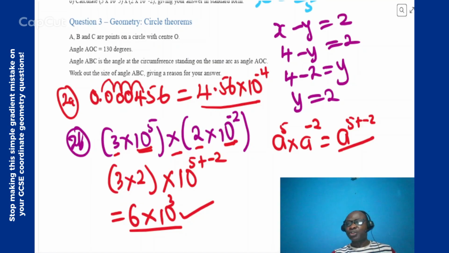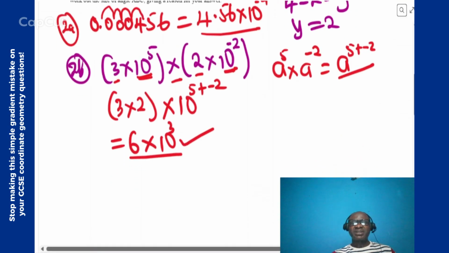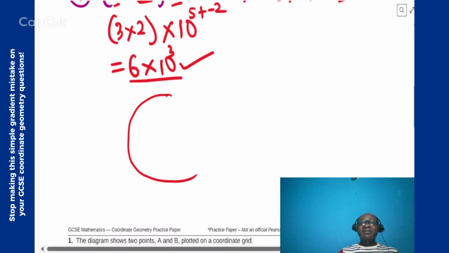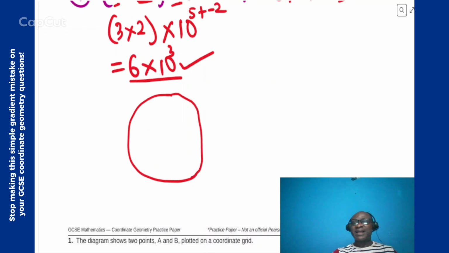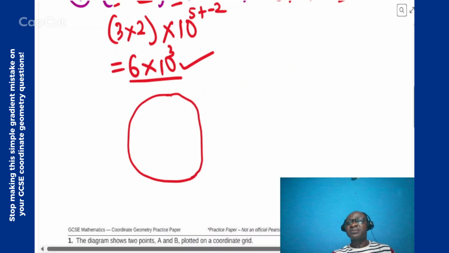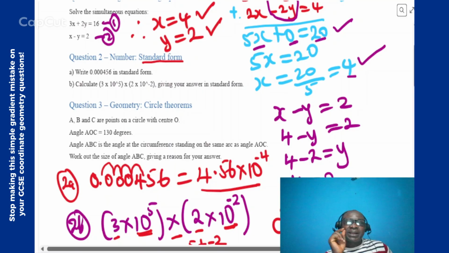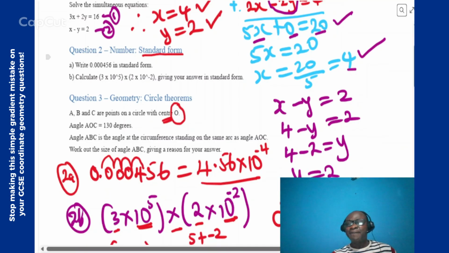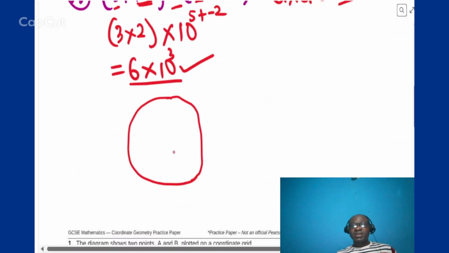You can put down the circle. Let me do that. Since the points A, B, and C are on a circle, I can draw the circle like this. Then represent the points A, B, and C on that circle. Then we go back to it. Angle AOC is equal to 130 degrees. And they told us already here that O is the center. Therefore, I go to the center and put the center letter, which is O.